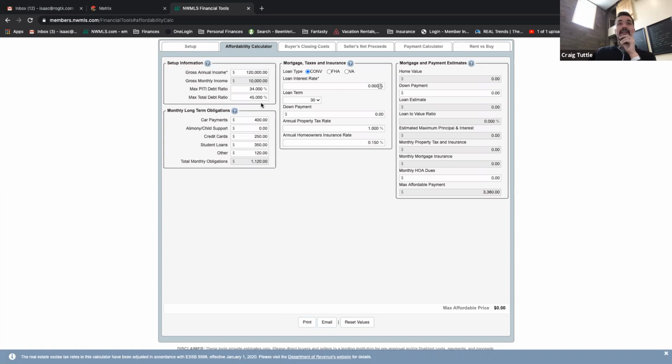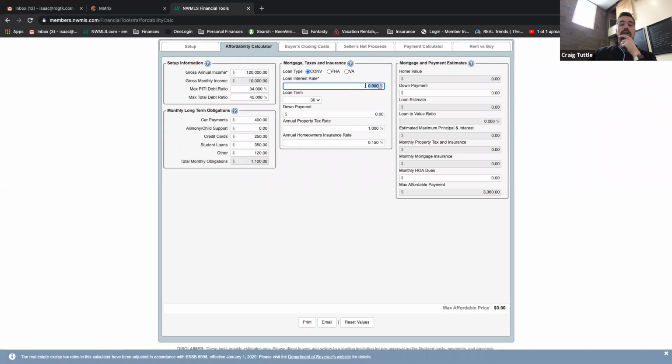So if you subtract their debt at $1,120, that means their max PITI, that's principal, interest, taxes, and insurance, is $3,380. So anyways, that's saying after the debt, that's how much they could at max afford for a mortgage payment. And mortgage includes principal, interest, taxes, and insurance.